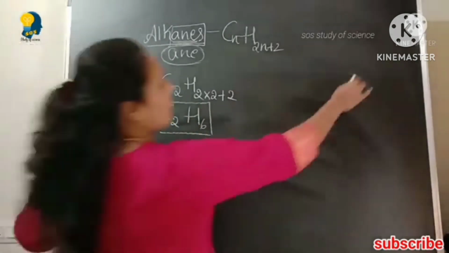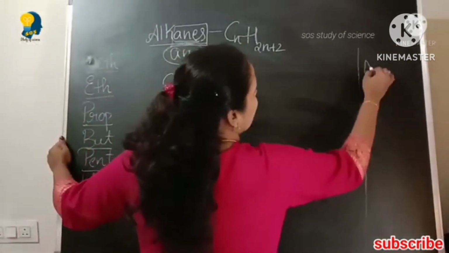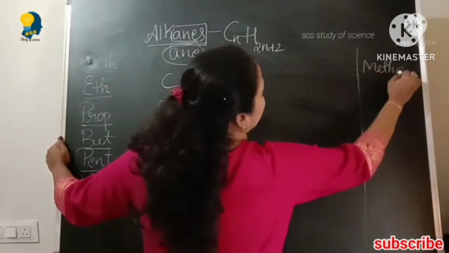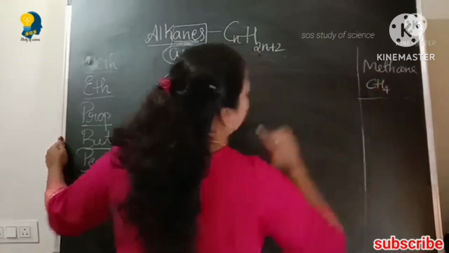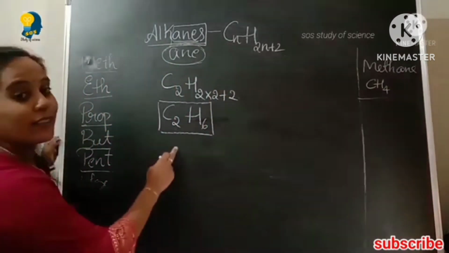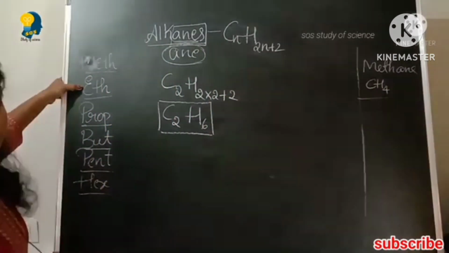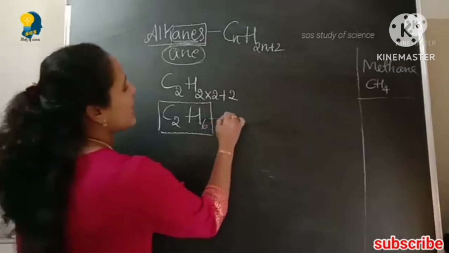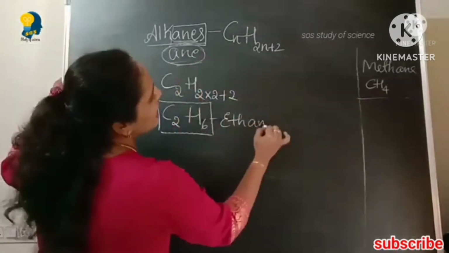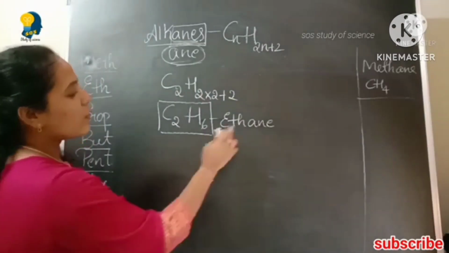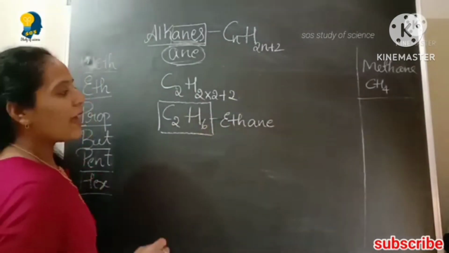The first member was methane, correct? Its formula is CH4, which we have learnt. Second, we got C2H6. The second member is who? Eth. So eth is combining with what? Ane. So it is ethane. The ethane's formula is C2H6.